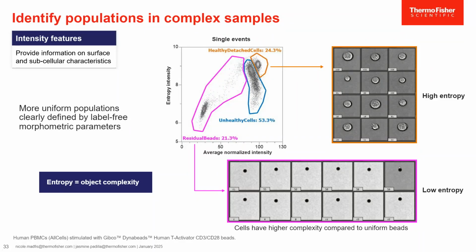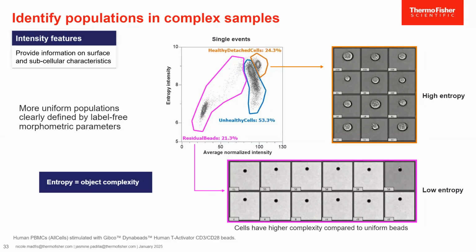You can use label-free morphology parameters to separate populations based on differences in particle size, or cell texture, uniformity, or complexity. This gating scheme suggests that we can distinguish between beads and cells. Beads appear very dark in the images and have less complexity, and they are more uniform compared to cells.